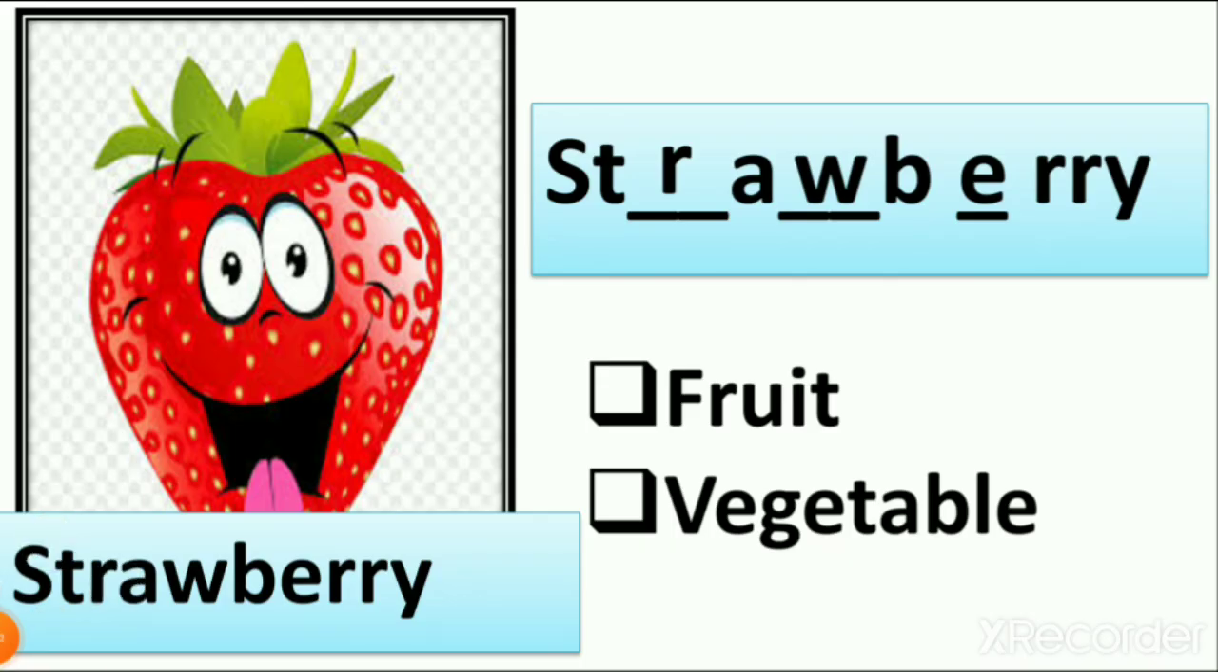So as we know, strawberry is a fruit of the plant. We eat it as a fruit. We also make milkshake from it and it is very yummy food. Here you can see the fruits and vegetables which we eat every day.